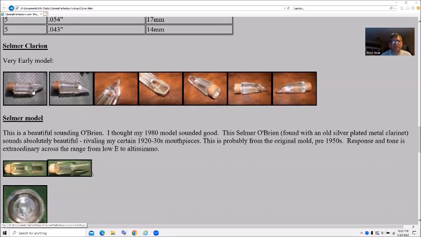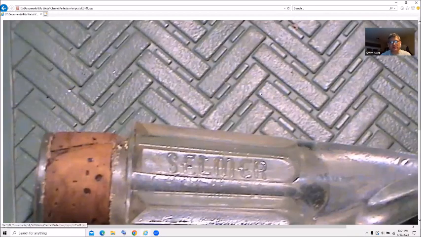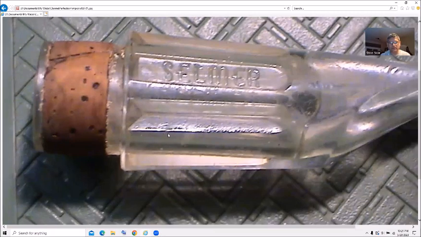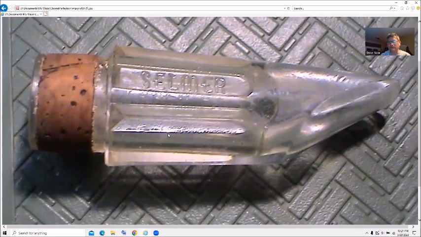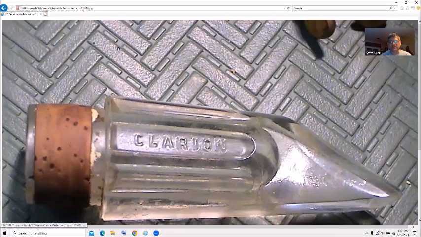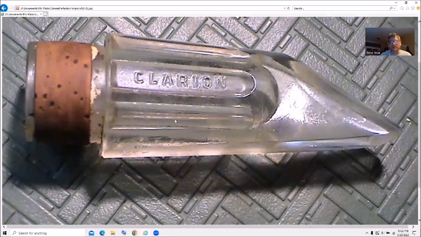Continuing on, we have a Selmer Clarion one, a very early model O'Brien mouthpiece. This was reviewed on my Selmer Paris mouthpieces. You can see how you can't really see through it. It's kind of a foggy white. The other side had Clarion. Look at the deep grooves on this thing.